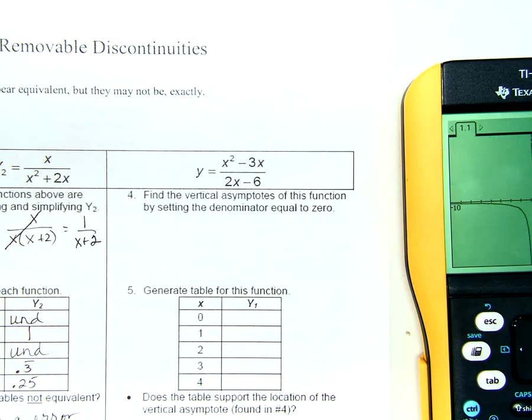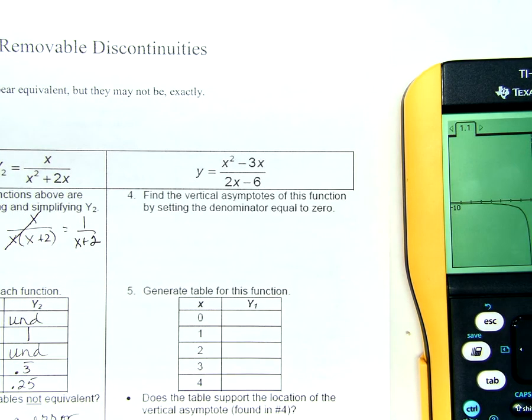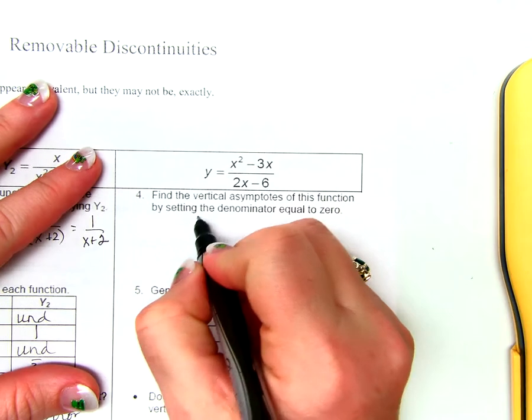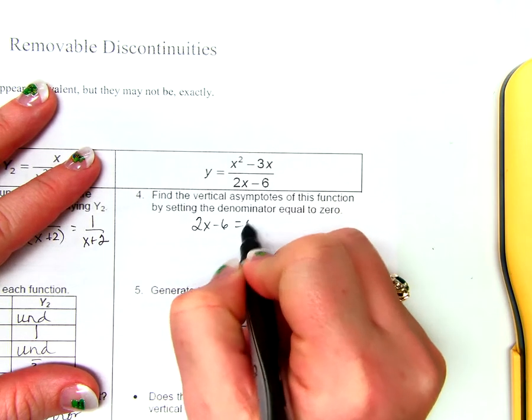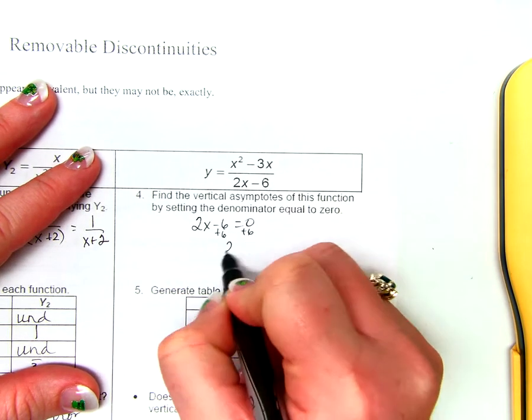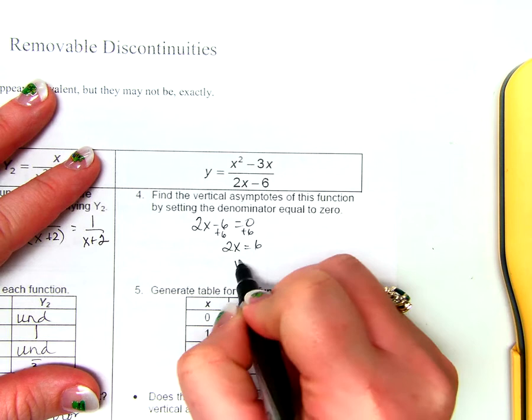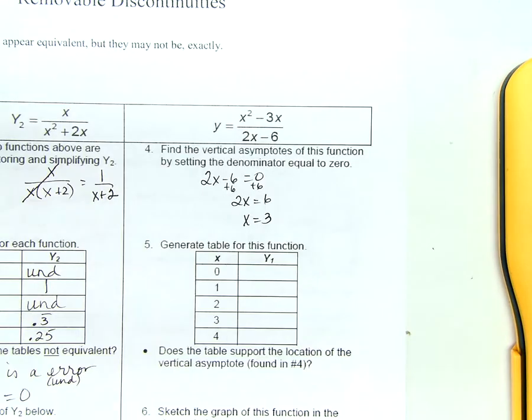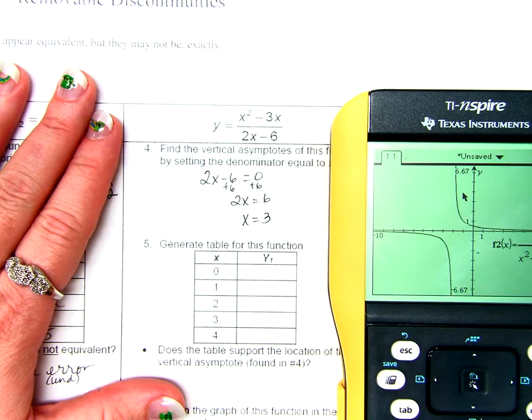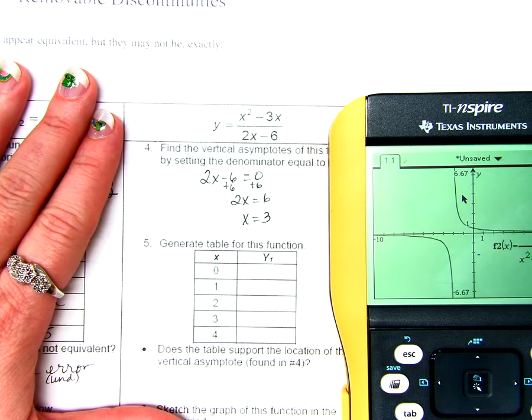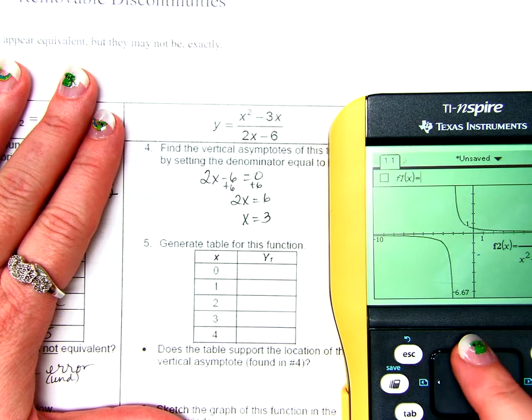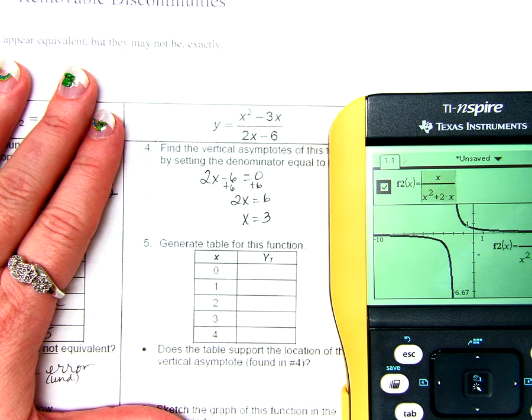Okay? So look over here at this one. Find the vertical asymptote of this function by setting the denominator equal to 0, just like we did yesterday. Okay? So 2x minus 6 equals 0. If I add 6 to both sides, I get 2x equals 6. So x equals 3. So I know I should have an asymptote at 3, correct? So when I look at my table, I have to put this in real quick. Let's tab to get the equation. And the one I have is in y sub 2.